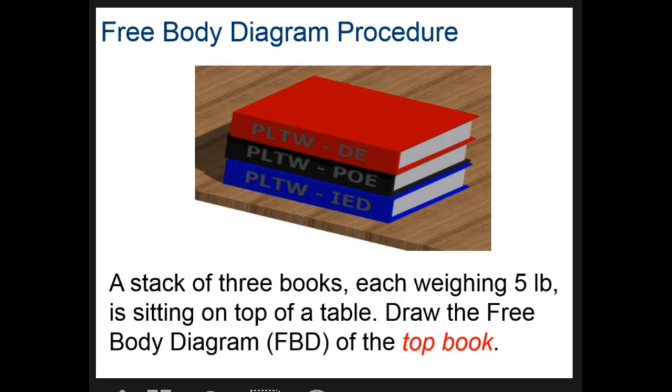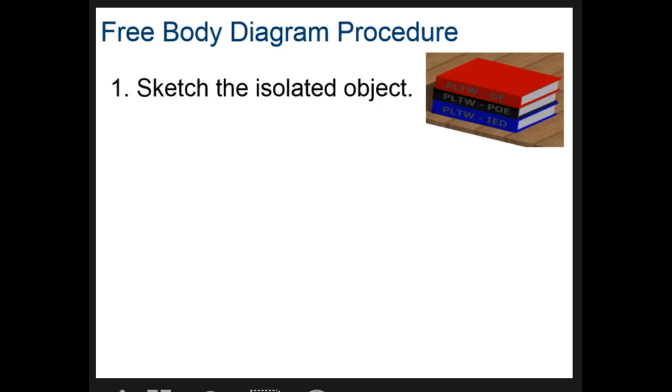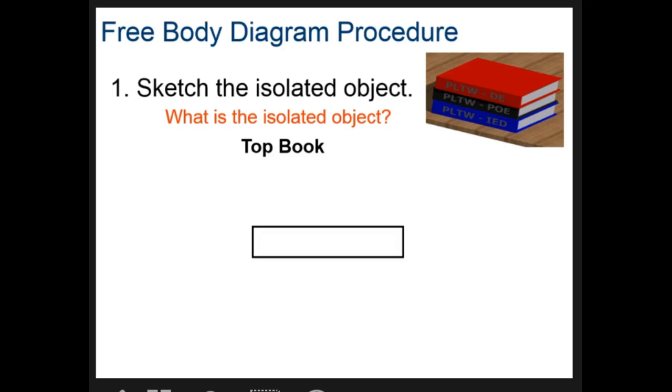All right, now we're going to specifically talk about free body diagrams. Here we have 3 books that are stacked up, and we're just going to say that each one weighs 5 pounds. And they're sitting on top of a table, and we're going to show you how to draw a free body diagram. You're going to need to draw this diagram on the next page. So here's how we're going to do it. First, we're going to make a sketch. And what are the isolated objects? Well, in our picture, we have, for example, the top book. And we're just going to sketch it out as a little box.